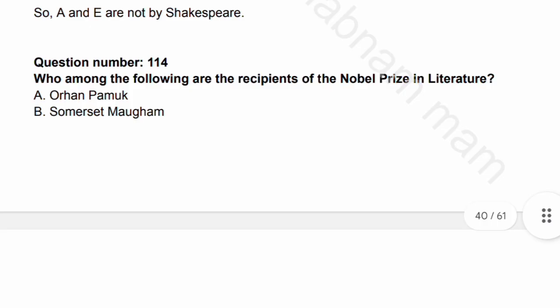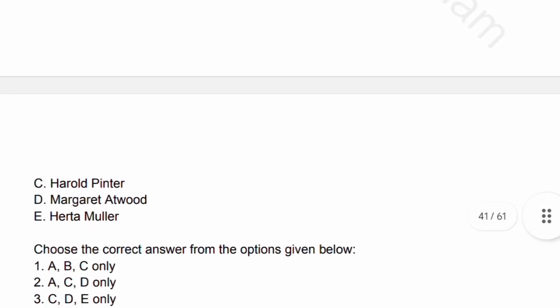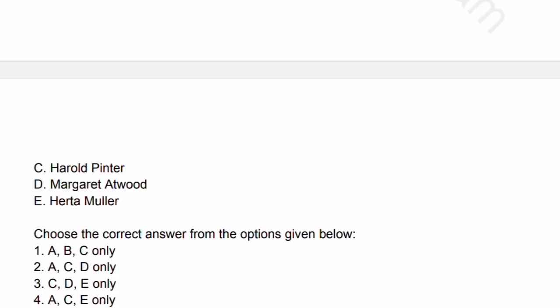Next question you have: who among the following are the recipients of the Nobel Prize in Literature? Recipients of the Nobel Prize in Literature. Option A, Orhan Pamuk. Option B, Somerset Maugham. Option C, Harold Pinter. Option D, Margaret Atwood. And option E, Herta Müller. What could be the correct answer?